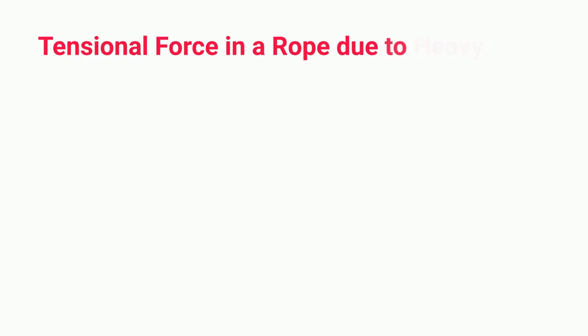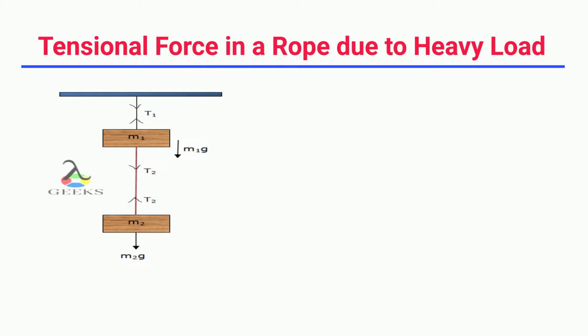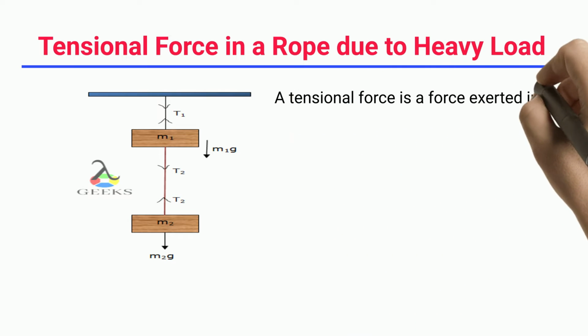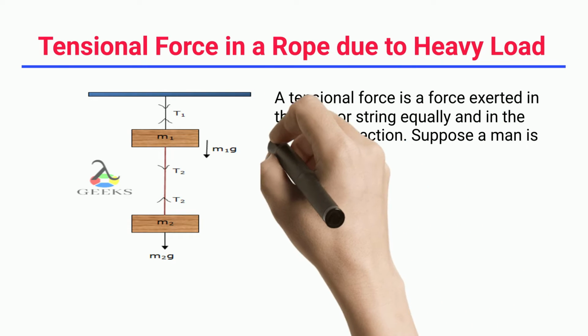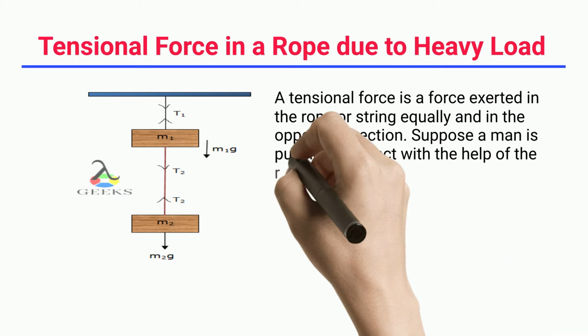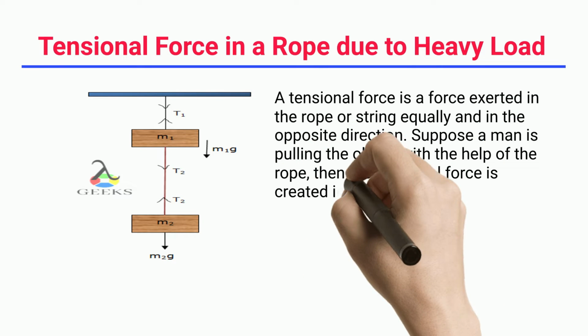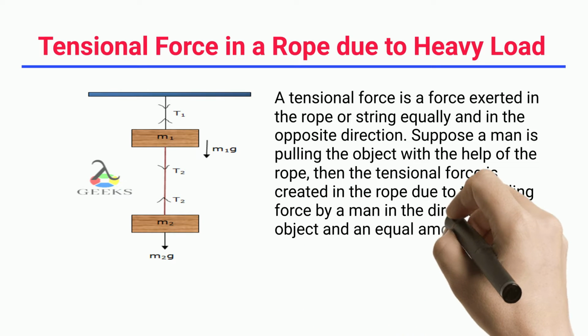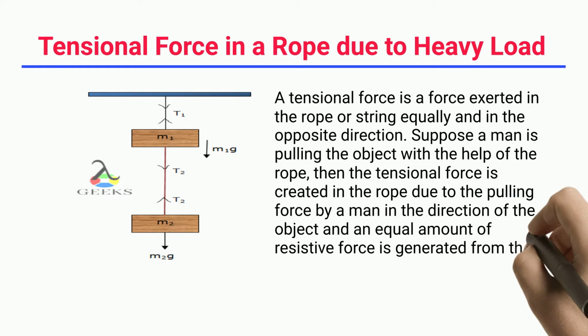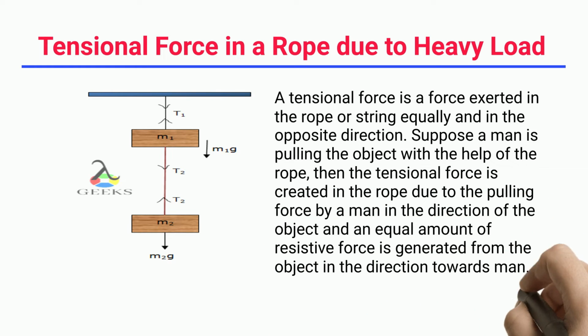Tensional force in a rope due to heavy load. A tensional force is a force exerted in the rope or string equally and in the opposite direction. Suppose a man is pulling an object with the help of a rope, then a tensional force is created in the rope due to the pulling force by the man in the direction of the object, and an equal amount of resistive force is generated from the object in the direction towards the man.